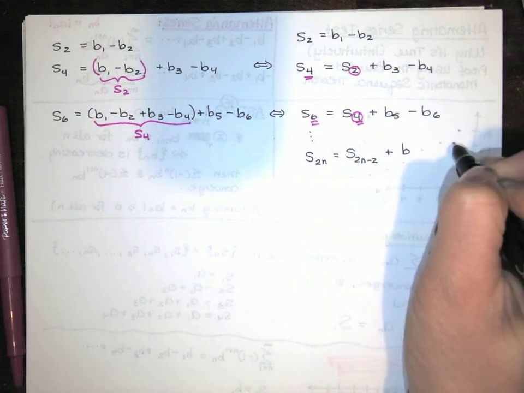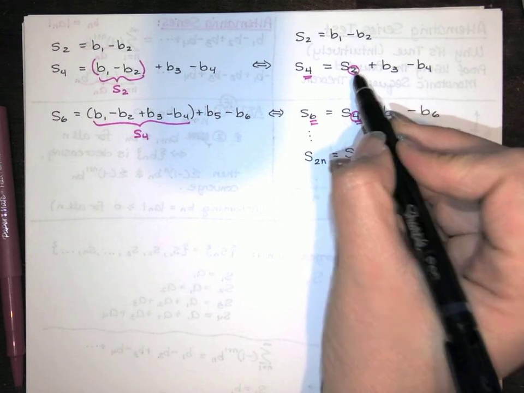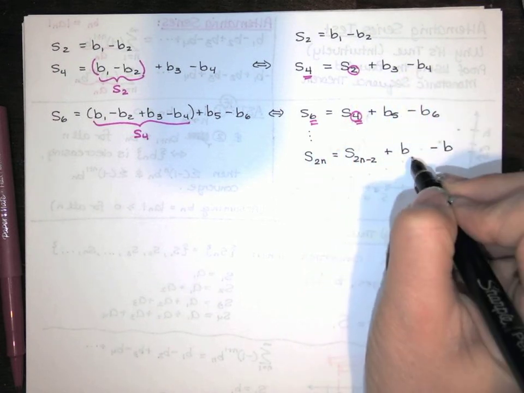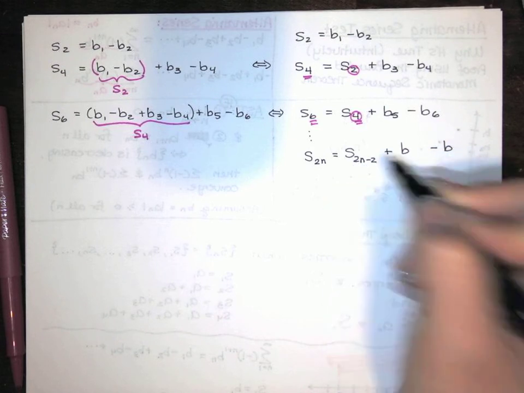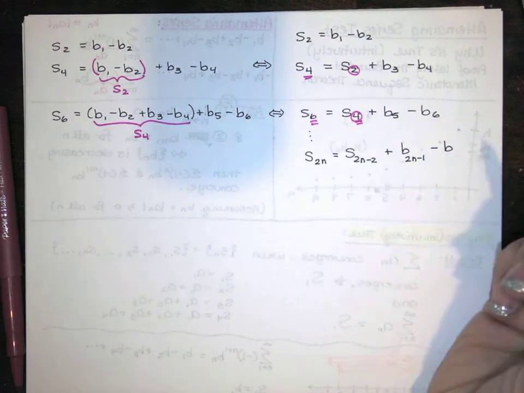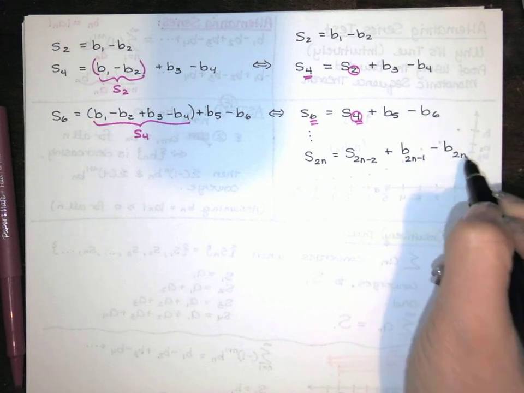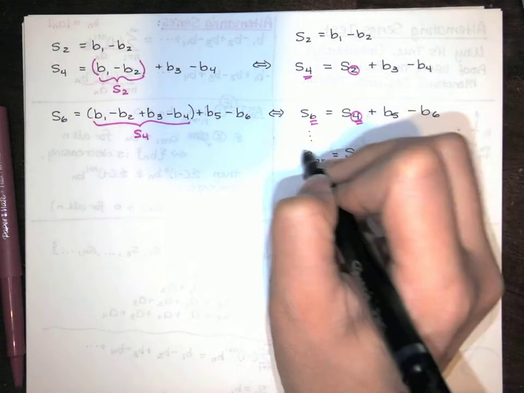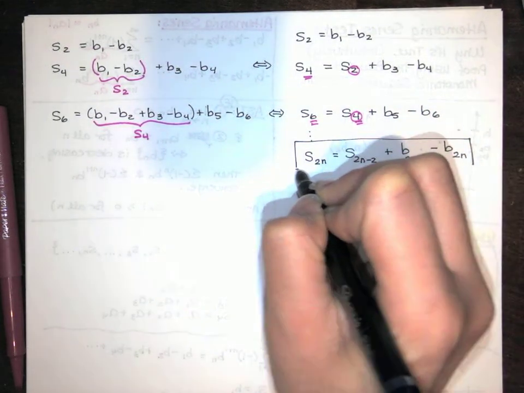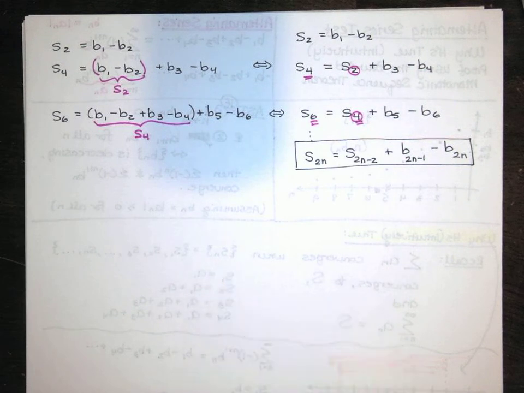And then look what happens with the b's. This is 4, 5, 6. That's 2, 3, 4. So the index of this will be 1 more than the index of this. 2n minus 2 plus 1 is 2n minus 1. If I add 1 to this to get that one, we'll get a 2n right there. Okay, so this is a relationship that tells us how these even partial sums are related to each other. So these are the partial sums when n is even.